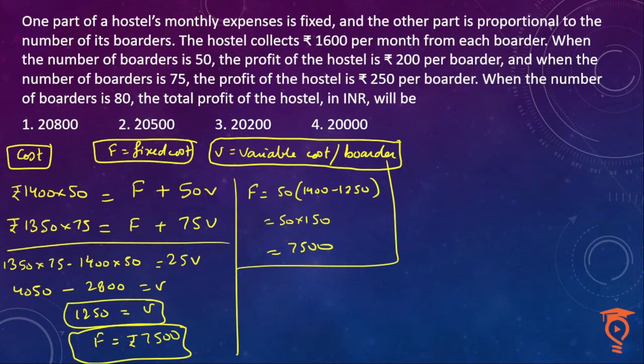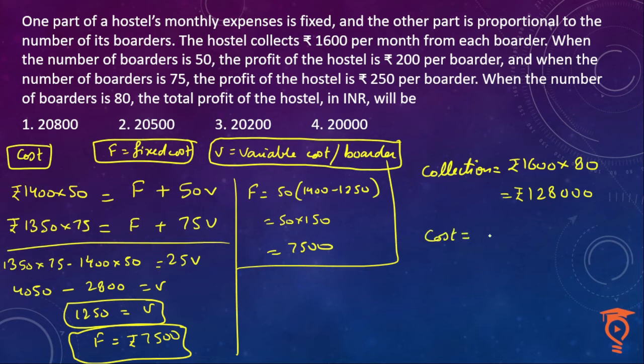We need to see what happens when 80 boarders are there. So when 80 boarders are there, the total collection would be 1600 into 80 boarders. That would be 1,28,000. Let us look at the cost.